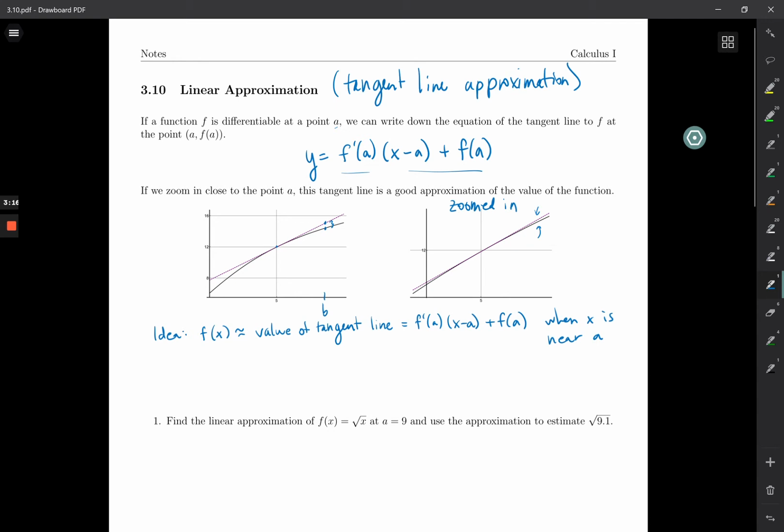So if x is not near a, then it might not be a good approximation of the function. And so you could think of a situation where that would be the case. Like, say you're trying to use a tangent line to approximate a value of the function that is way over here. Obviously that is not a good approximation, so it really is for points that are near that point of tangency.